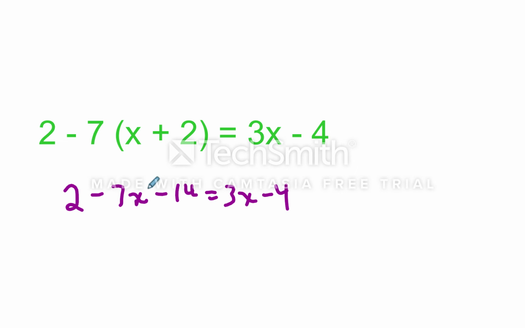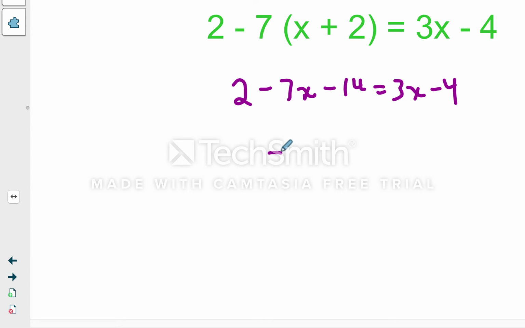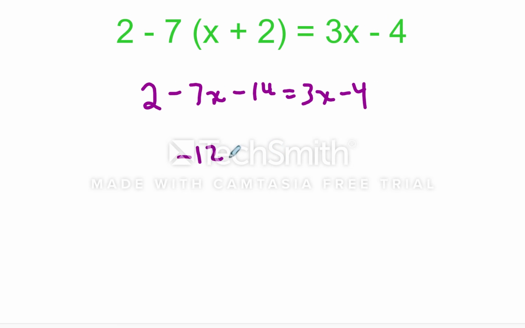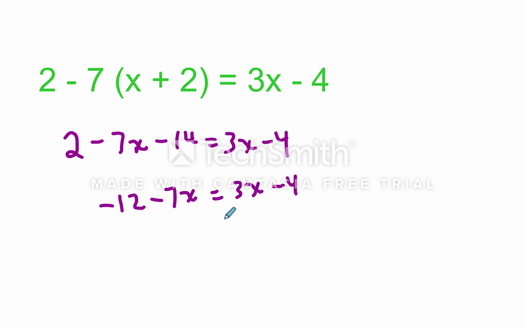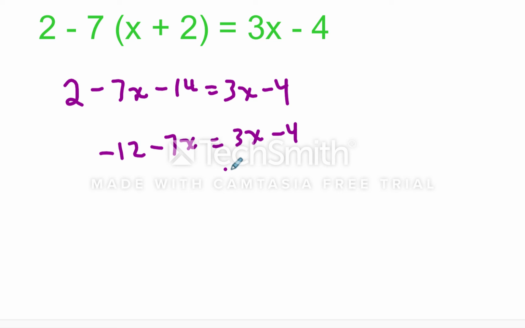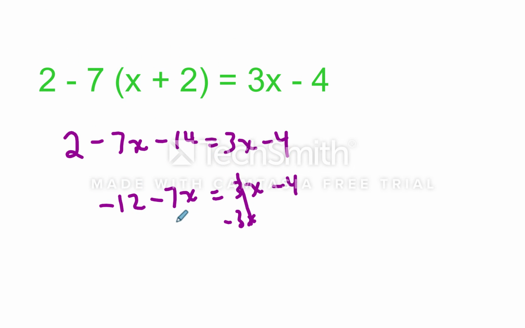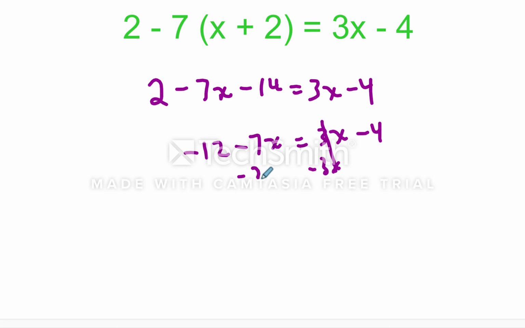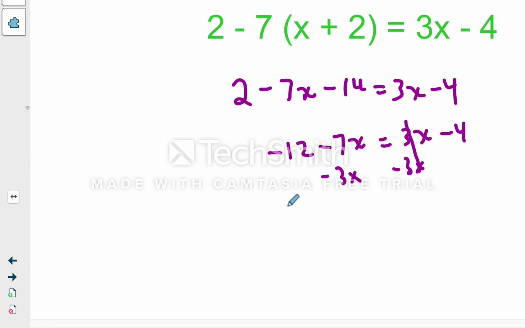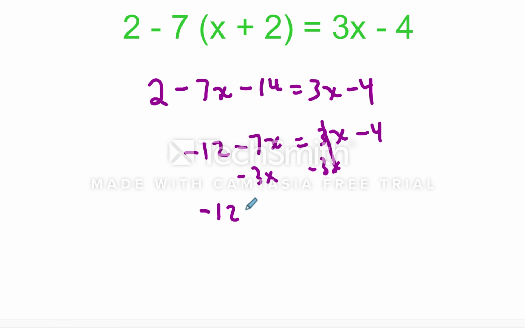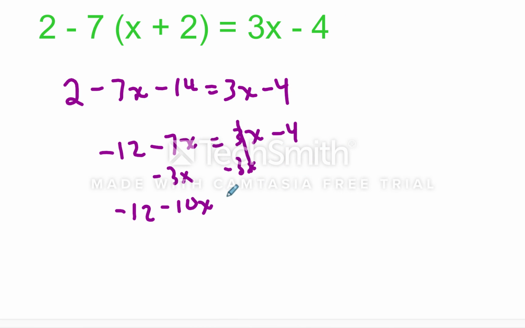Combine your like terms, so 2 and minus 14 gives you a negative 12. And now put all your x's on one side. And just to show you, I'm going to take 3x on this side. You might not have solved it this way yourself, but I'm going to take 3x there and take 3x here. So negative 7x and minus 3x, negative 3x, that's going to give you negative 10x. And that equals negative 4.